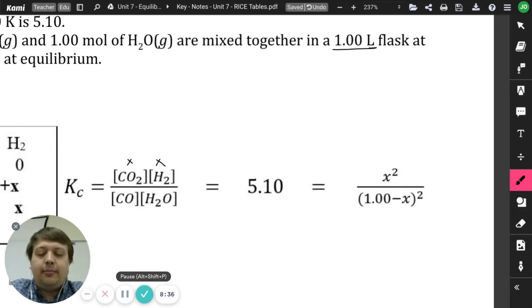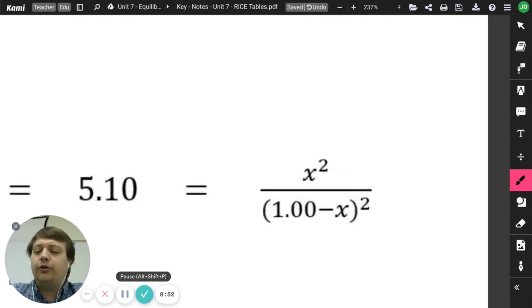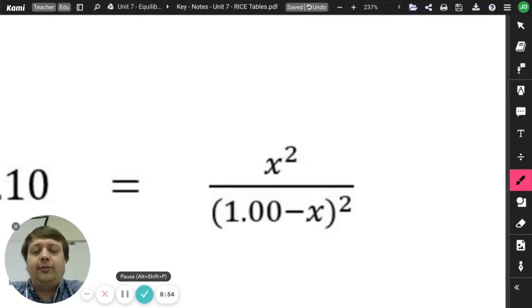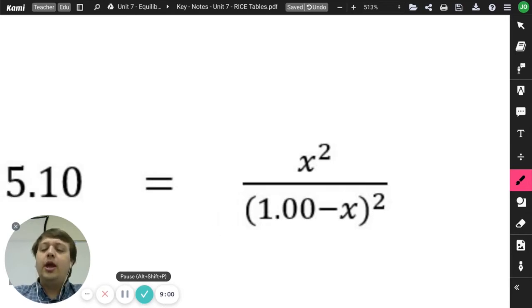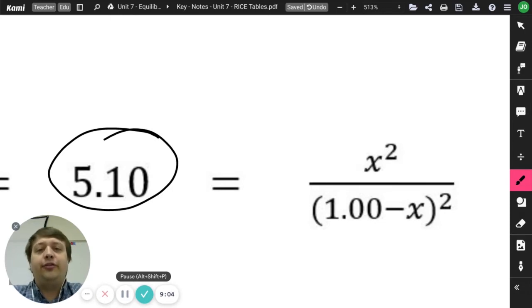Divided by my carbon monoxide, which was 1.00 minus X. And my H2O was the same, 1.00 minus X. Again, since those are the same, that's basically squared, right? So if I were to rewrite that, it would look like this. X squared divided by (1.00 minus X) squared. And we know that that is going to equal my K value, 5.10. Okay?